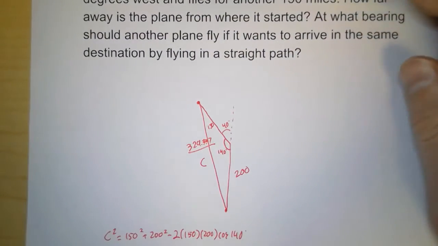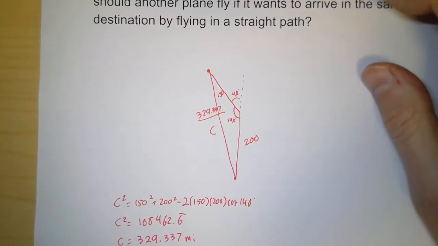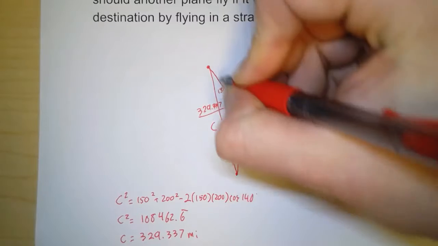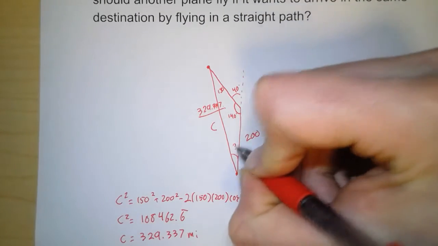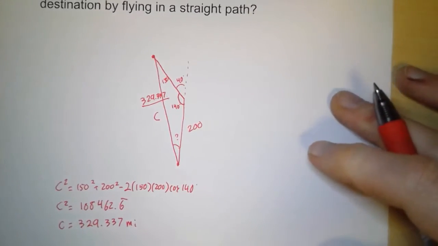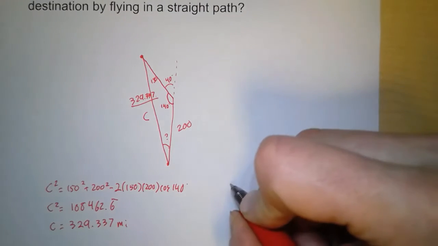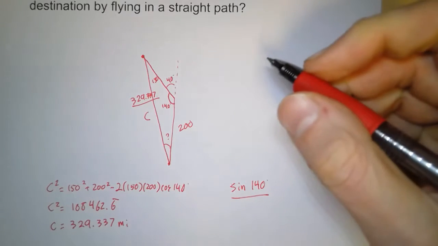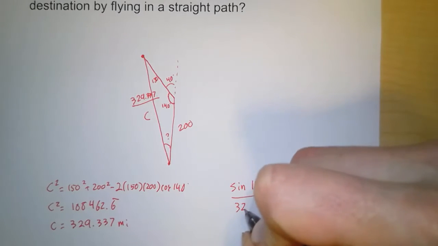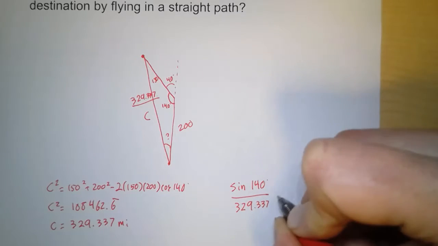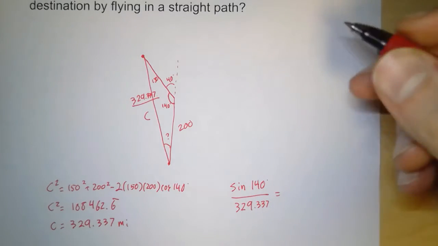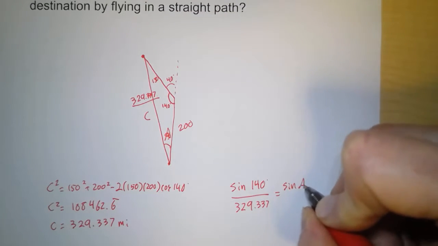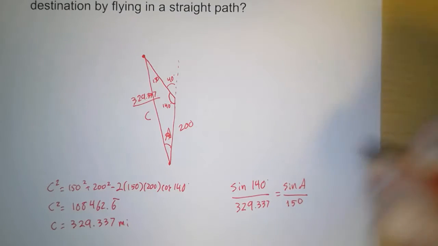Now the next question is, at what bearing should the plane fly if it wants to fly in a straight path? So the question is, at what angle is this going? So the question is, what is this angle right here? And so this is a law of sines question. So we take sine of 140, the one angle we know, over the side we just found, 329.337, and that equals the angle we don't know, so let's just call that angle A. Sine of A over 150.